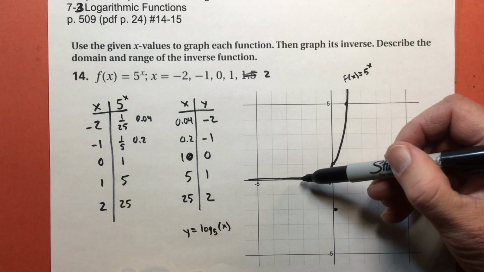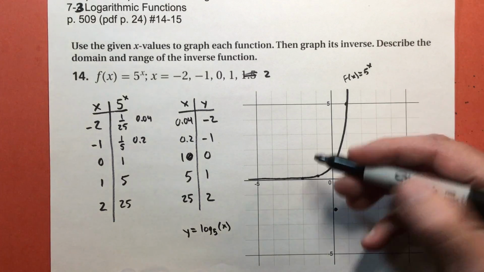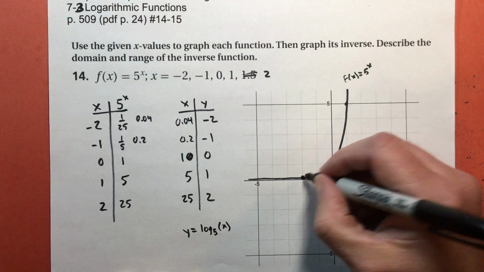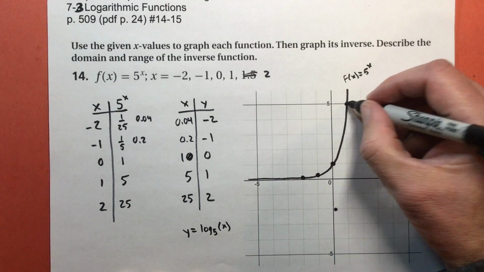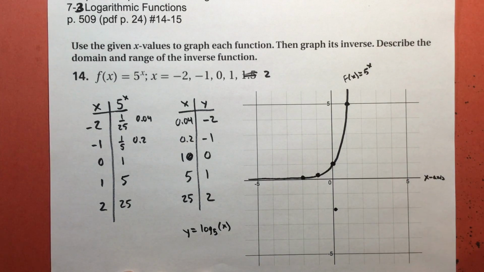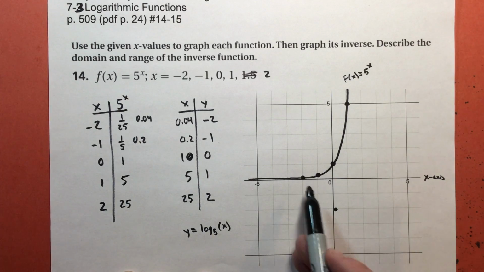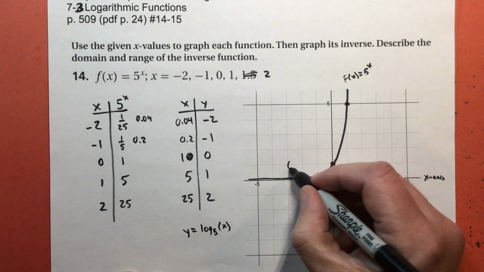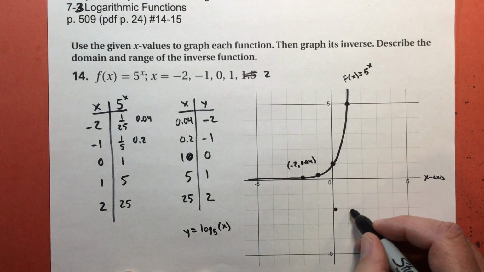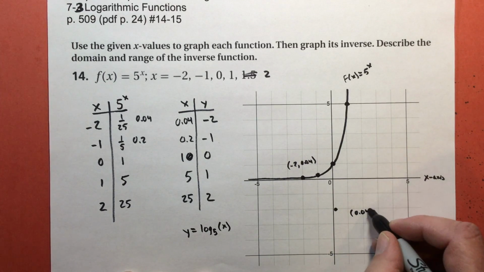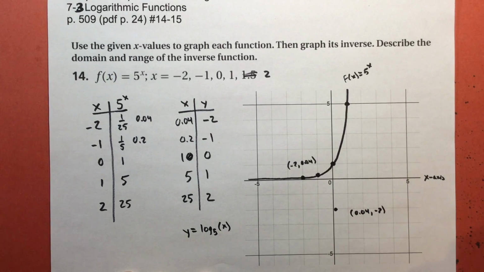And that is the reflection of that point. I'll make this just a little bit bigger so you can see it. I'm exaggerating the size of these points so that you can see what they are. All right, so this point right here, which is (-2, 0.04), becomes (0.04, -2).